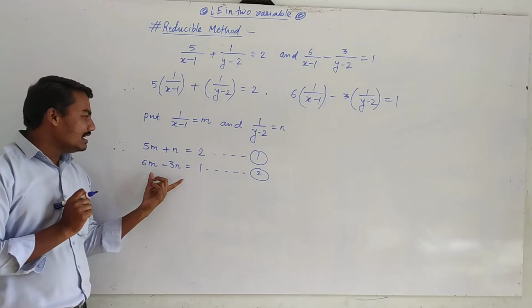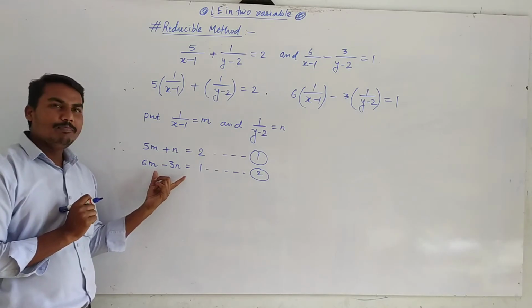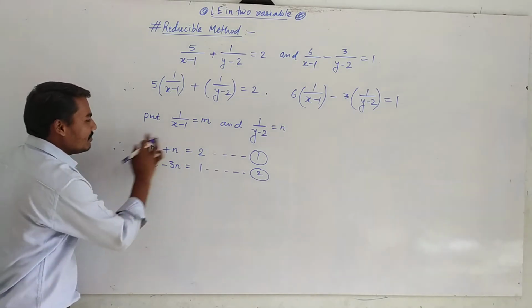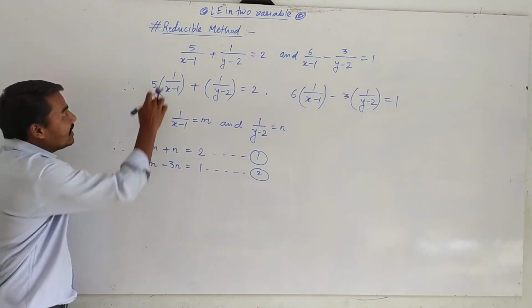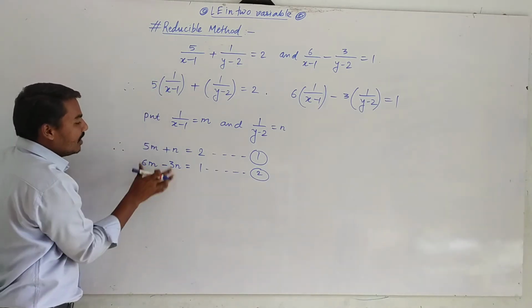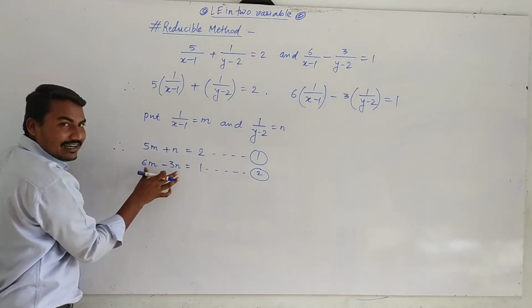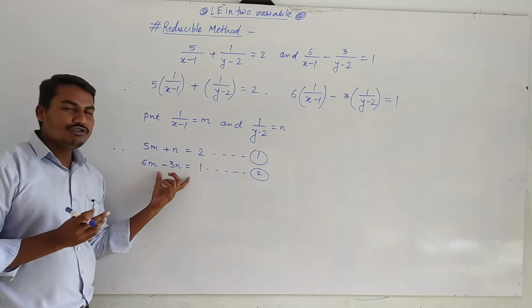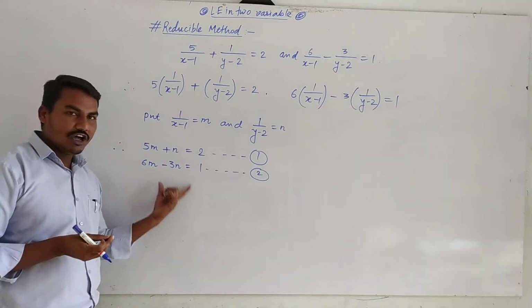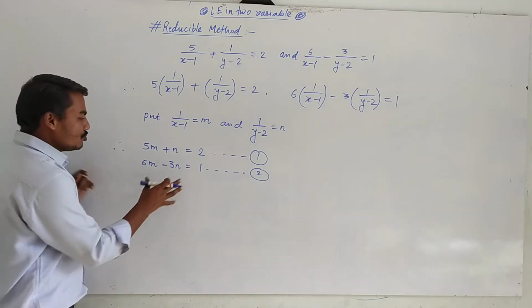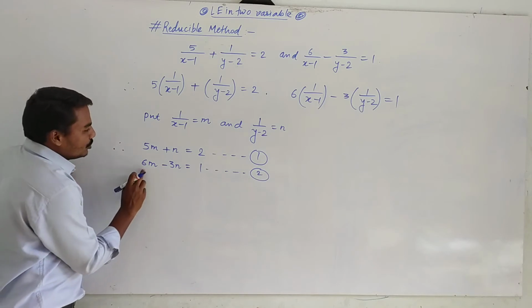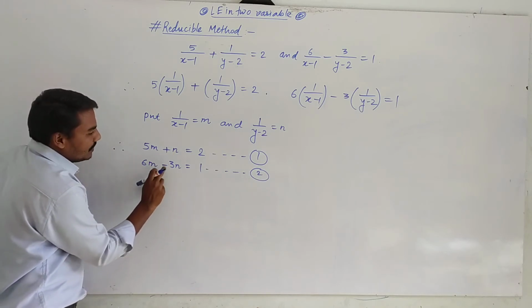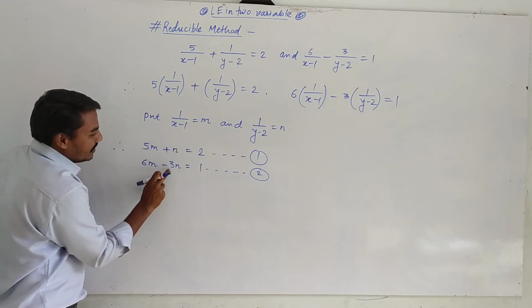Now I want to solve these two linear equations by the elimination method. You can solve these two linear pair of equations by any method under this reducible method. After forming the reducible form, you can solve these two equations by any one method. So I will adopt the elimination method. Here I make the coefficient of the variable n equal. Here it is 1, here it is 3.